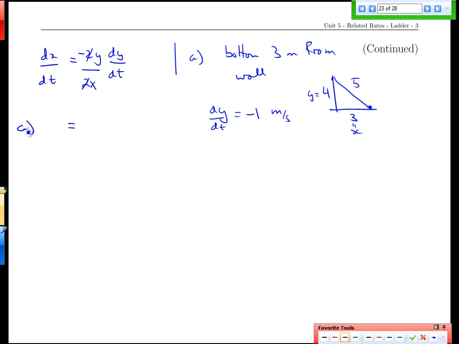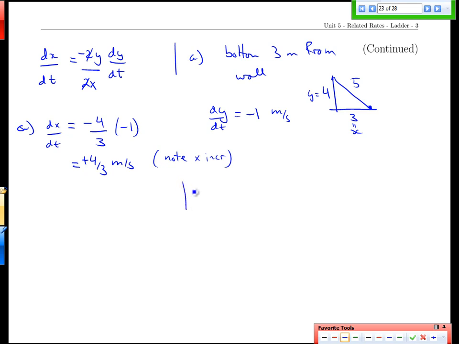So for A, we're going to have dx/dt is equal to minus y, which is 4, over x, which is 3, times negative 1, which is dy/dt. And we get 4/3 meters per second. And we note that this is a positive value, so x is increasing, and that makes sense. If the tip is going down, the bottom is going out, and we get a positive rate, 4/3 meters per second.